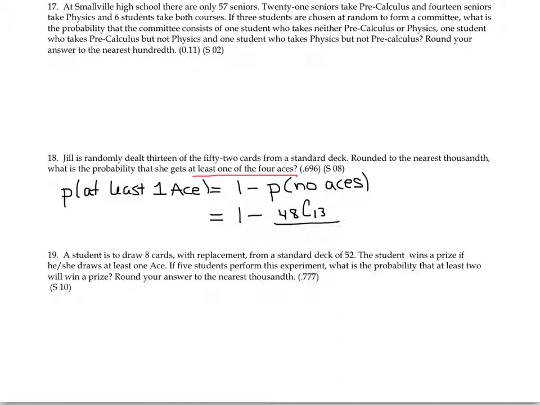But remember, it's probability, so we have to now put it over our total number of options, which is my 52 cards, selecting 13. And this comes out to be approximately 0.696.